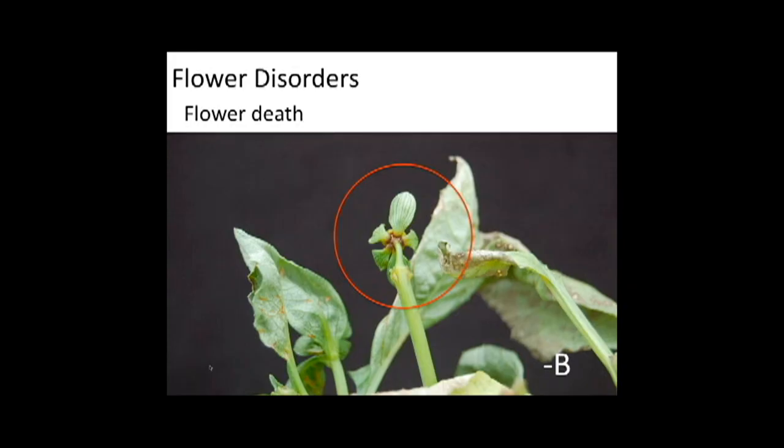So it's very similar. At this point, it might be a little tougher to tell the difference between calcium problems and boron, but look at that plant, look for that distorted growth. That's going to point you more into a boron problem than a calcium problem.